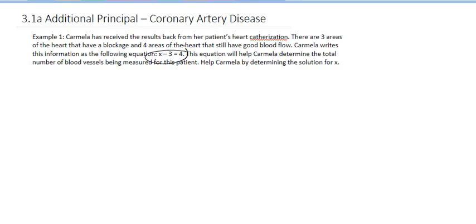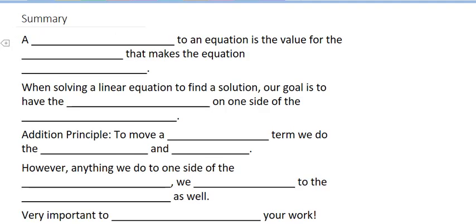So this equation will help Carmilla determine the total number of blood vessels being measured for this patient. Help Carmilla by determining the solution for x. So to solve this equation, we need to uncover the number for x. So let's do a quick summary.